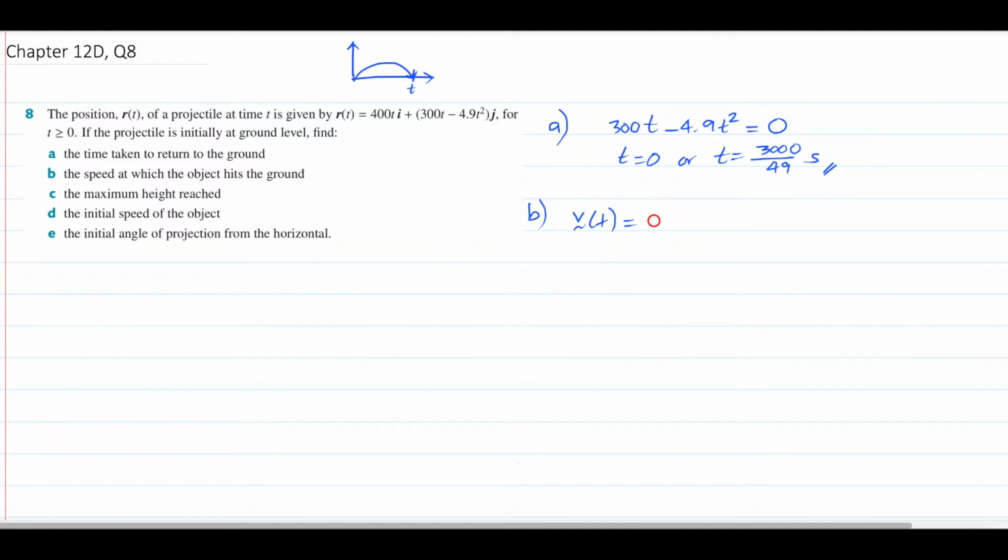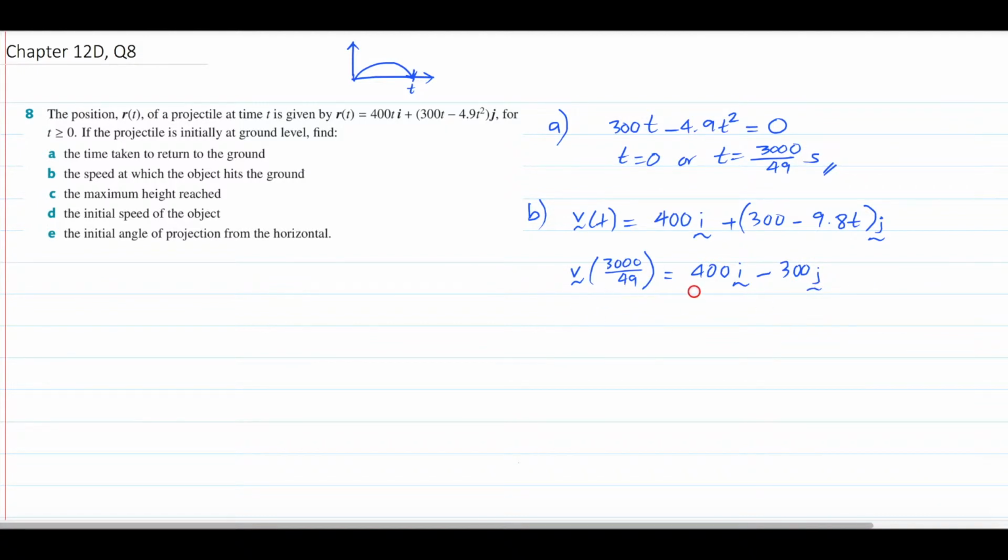If you want to find the velocity vector, you differentiate your position vector. Differentiate 400t i, we get 400i. Differentiate this j component, we get plus, I'll put a bracket so that's easy to see, (300 minus 9.8t) vector j. Now, to find the speed at which the object hits the ground, you need to find the velocity first. We know it hits the ground at 3000 over 49 seconds, so we find the velocity vector for that. Sub it in, and if you sub t over here, your answer should be negative 300j.